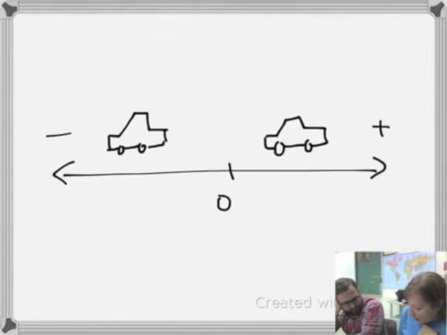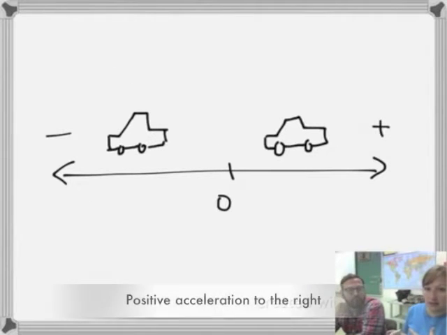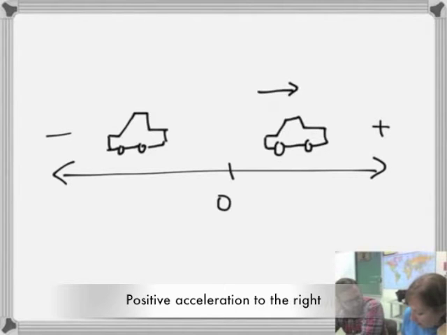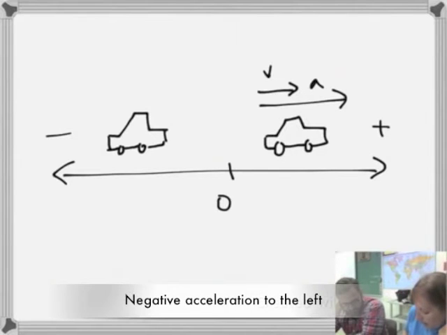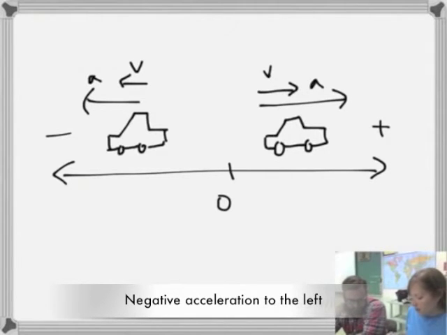Another kind of weird thing about acceleration is you can have negative acceleration, and it just means what direction it's going in. So here we have our cars. Let's say this car has a velocity in the positive direction, and it's also got an acceleration in that direction. That's going to be speeding up. But what's kind of weird is if you have a velocity going to the left and the acceleration going to the left, that's also speeding up. So they just have to match. They have to be going in the same direction.